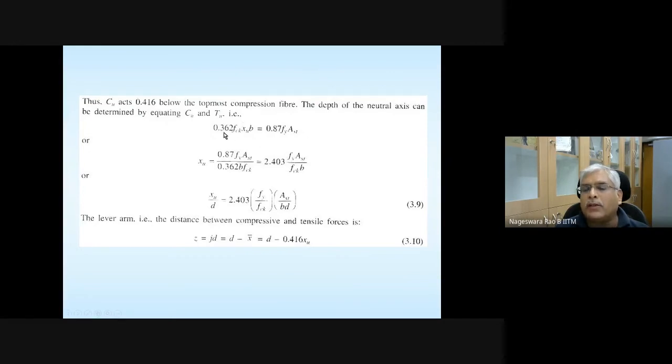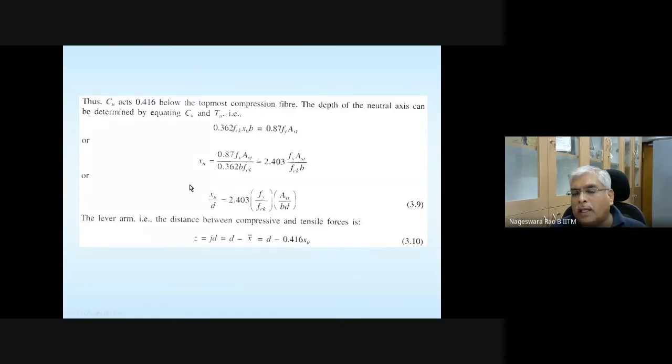From this equation, you can rearrange it and get the neutral axis depth. Please take a note of all these equations given here. Neutral axis depth can be obtained like this. And here 0.87 divided by 0.36, that is calculated, and it is what is written here.